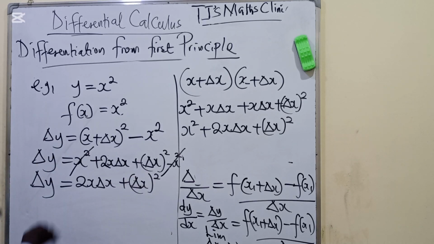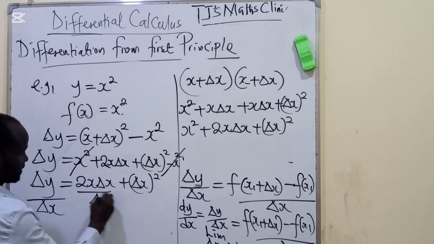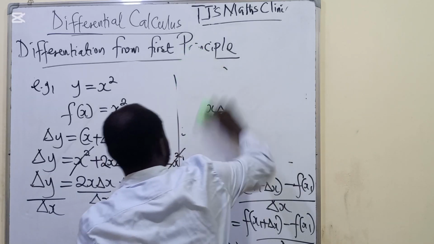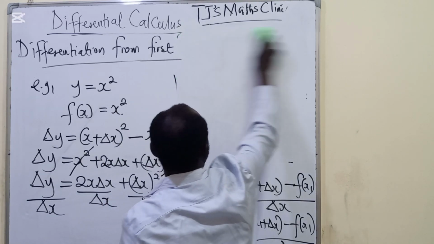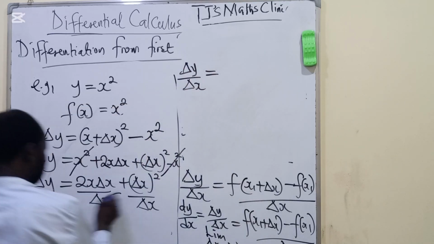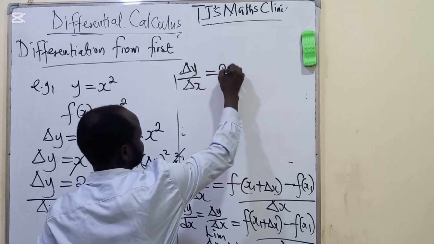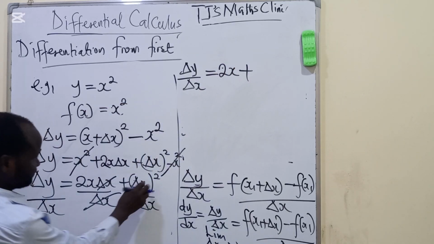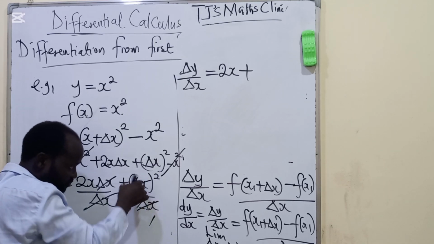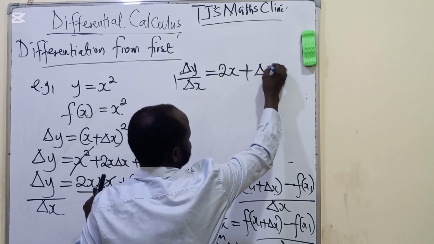The next thing for us to do here, let's divide through by delta x, since we are looking for the change in y with respect to the change in x. So let's divide through by delta x now. Each term, we divide by delta x. Very important. Okay, so if we divide through by delta x, we will have the change in y with respect to x equal to 2x plus, we have 2 delta x here, so delta x into delta x will be 1, which removes one of the delta x, and we are left with delta x like this.